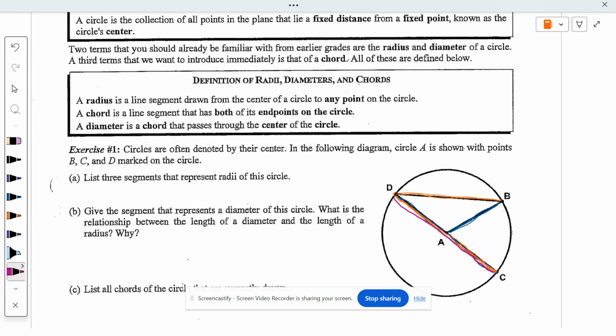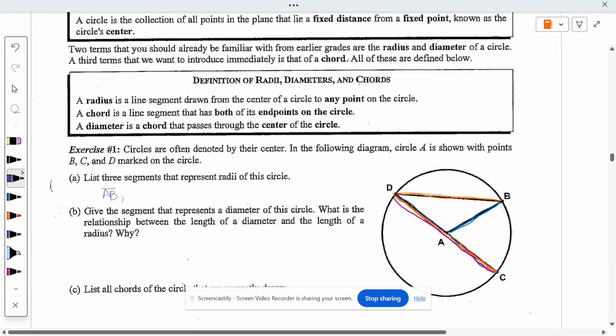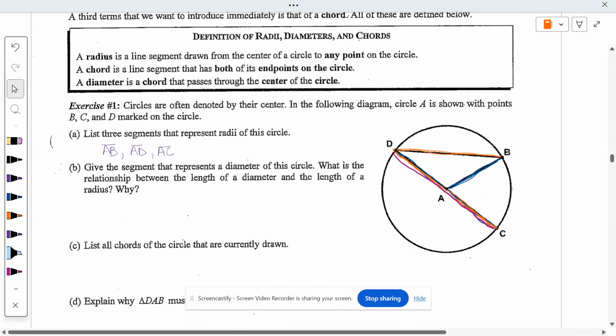So list 3 segments that represent the radii. Well, I already said those. Segment AB, don't forget your segment bar over the top. Segment AD, and segment AC. Notice that the center of the circle, A, is always the beginning of my name of my radii. Give a segment that represents the diameter of this circle. So the diameter is represented by the chord DC.